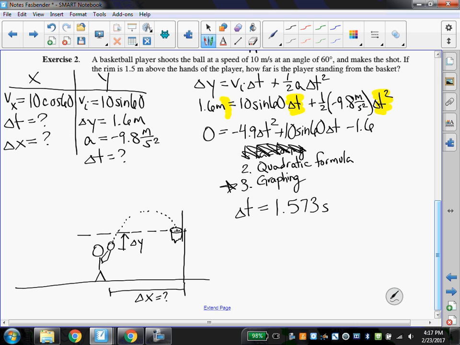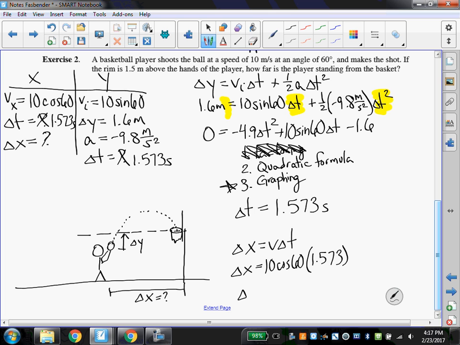Now that I have that the time is 1.573 seconds, let's add that to our XY table of knowns. 1.573 seconds. Now I've got everything that I need in order to find delta x. So we'll finish this problem by using good old delta x equals v delta t. We'll substitute in 10 cosine of 60 as our v. We'll substitute in 1.573 as our delta t. And then we'll put it into our calculator and find that the delta x must be 7.865 meters.